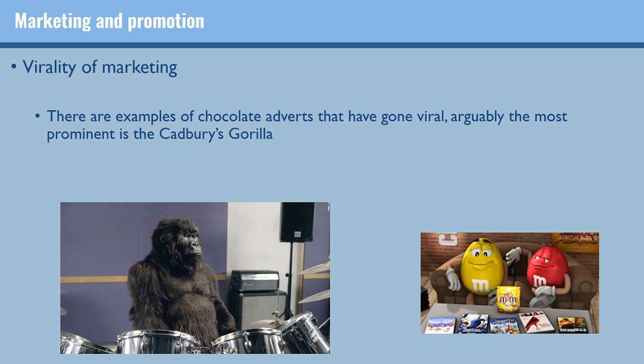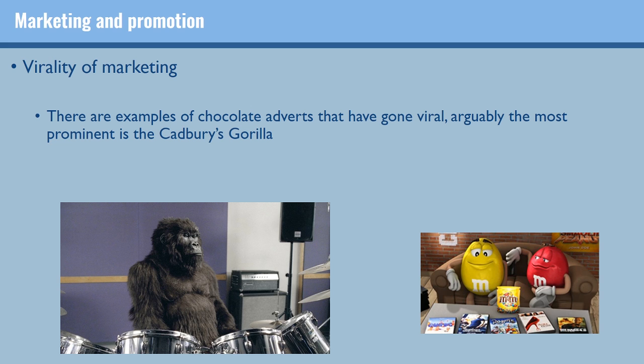Another thing to consider is how viral the advertising campaigns can get. So there's some examples of chocolate adverts that have gone viral. Most prominently, the Cadbury's Gorilla that plays the drums with the Phil Collins song. One of my personal favourites is the M&M's one with the 2 M&M's.